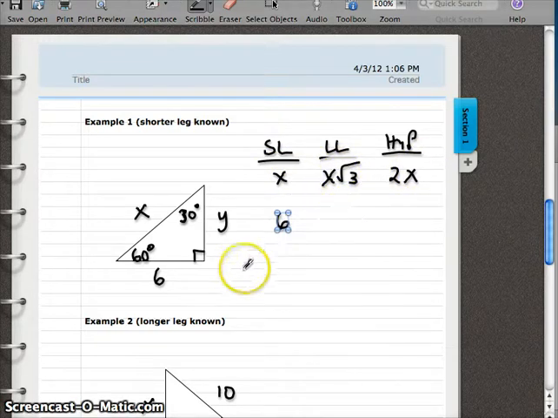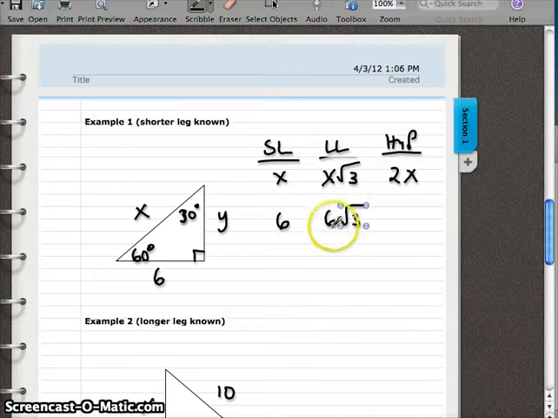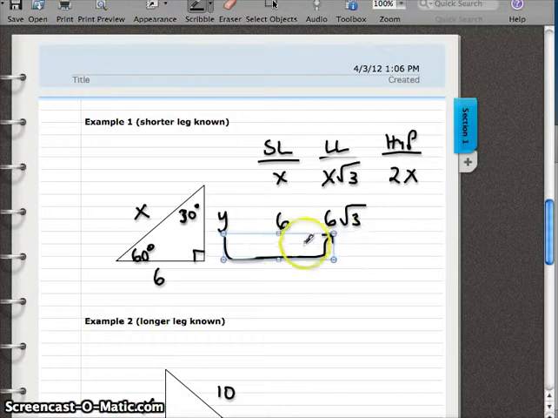So y is going to be the long leg. So again, it's the short leg in front of the square root of 3. And that decimal value right there is the length of y. There we go, that's y.